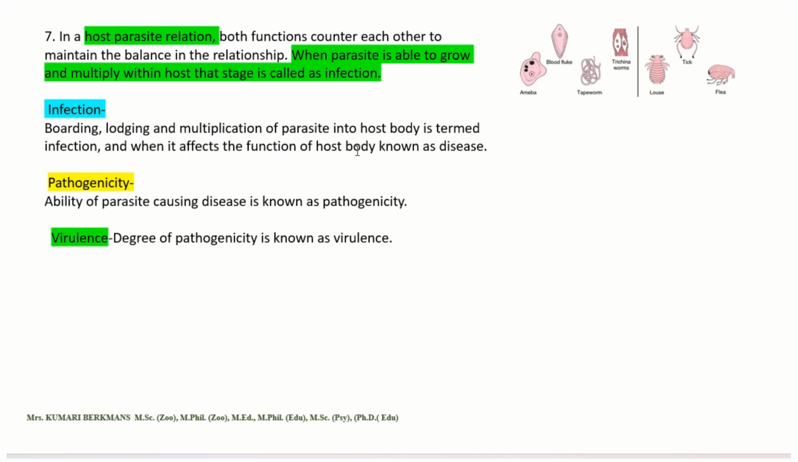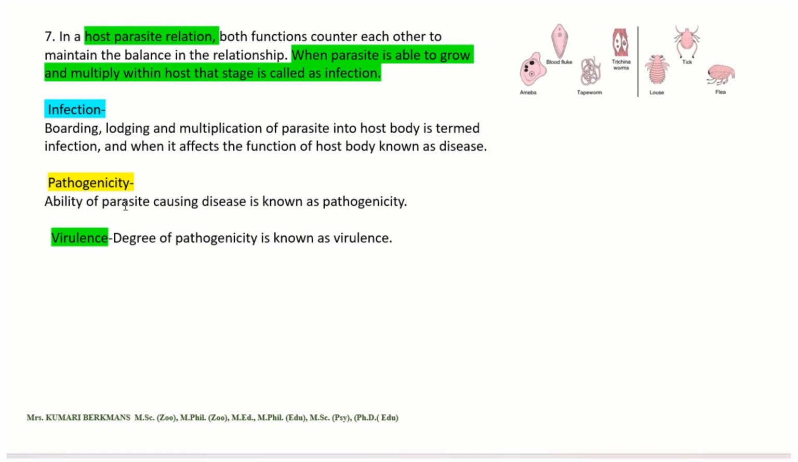When it affects the function of the host body, that is known as disease. See, if the flu virus affects the body, the human is unable to do any work. He feels very tired and lies down on the bed. So we come to know that that person is affected by some disease. Immediately we take the person to the doctor. The doctor will diagnose the disease and give the proper medicine. So infection is the boarding, lodging and multiplication of the parasite.